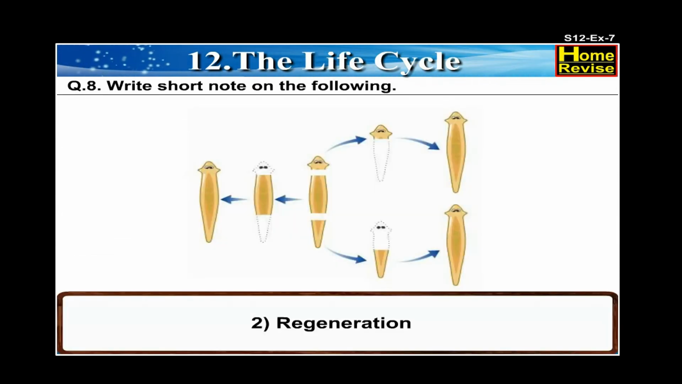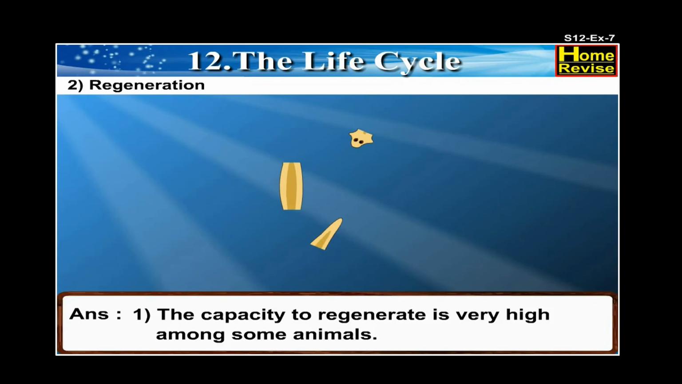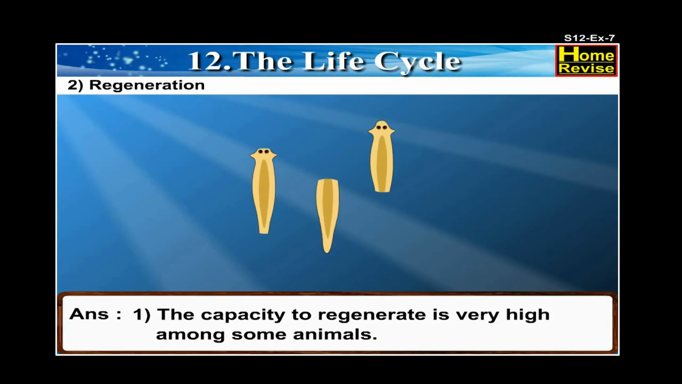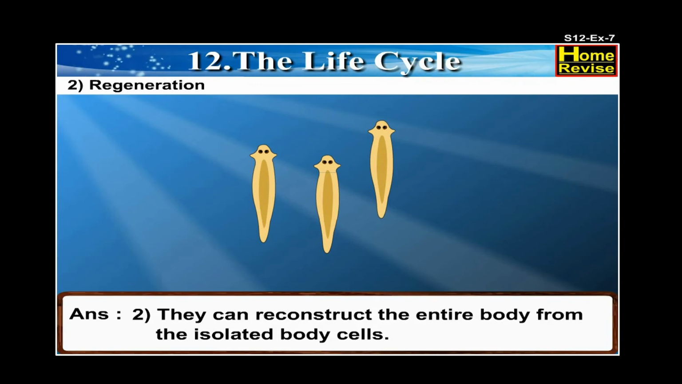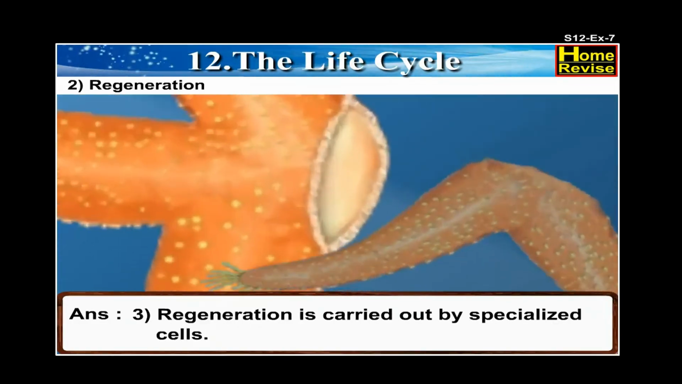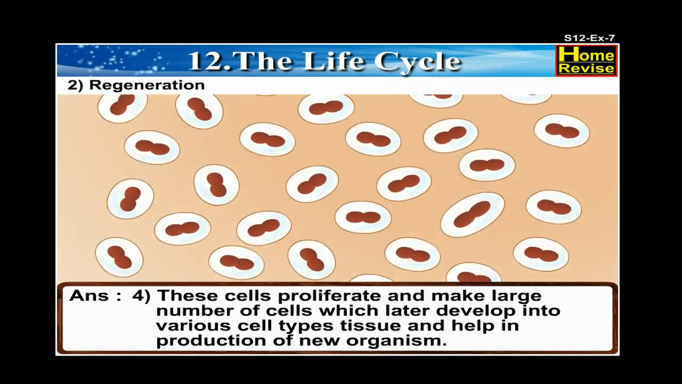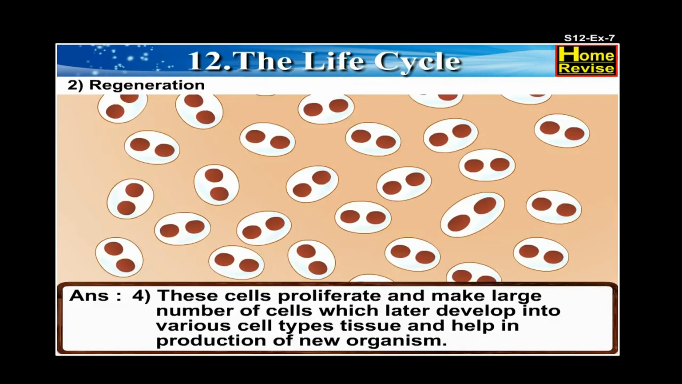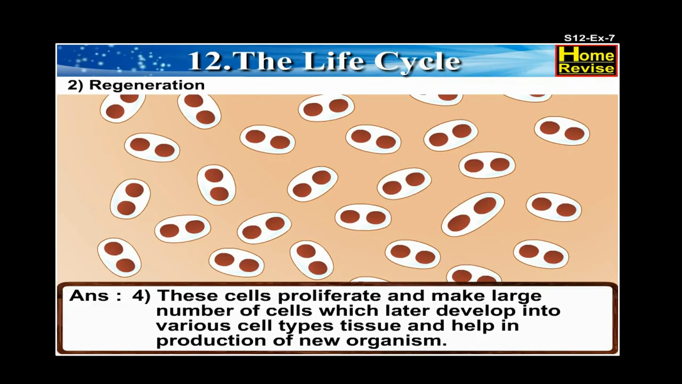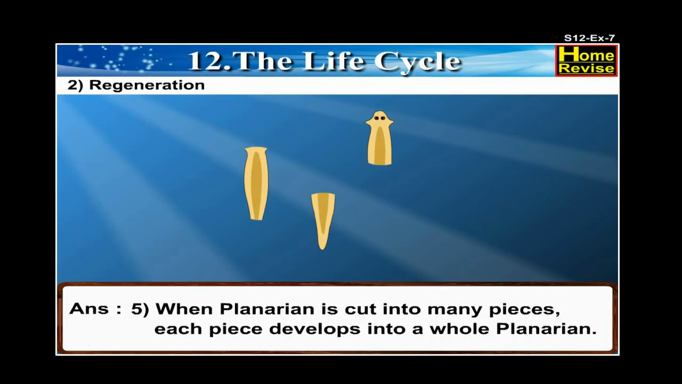Second, regeneration. Answer: the capacity to regenerate is very high among some animals. They can reconstruct the entire body from the isolated body cells. Regeneration is carried out by specialized cells. These cells proliferate and make a large number of cells which later develop into various cell types and tissues and help in production of new organisms. When Planarian is cut into many pieces, each piece develops into a whole Planarian.